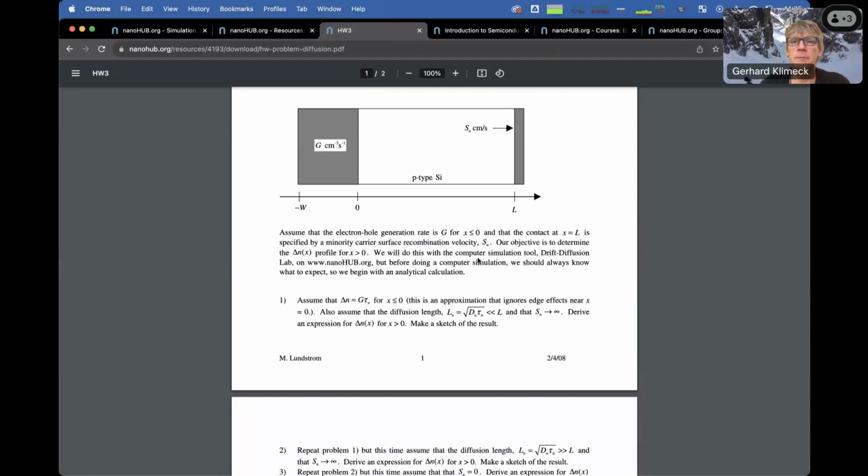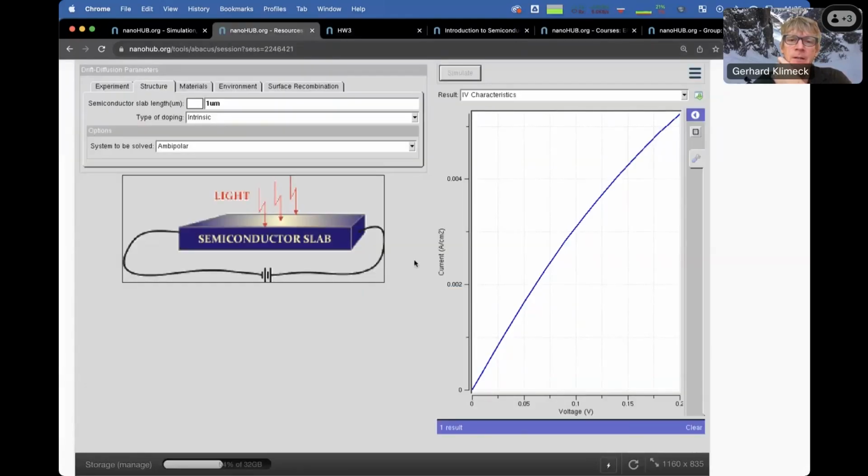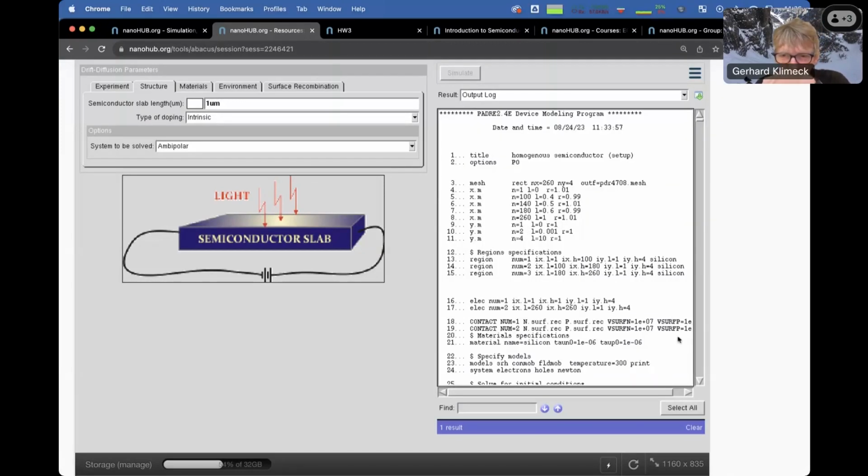In the meantime, someone asked, could one specify the light wavelength? I don't think so. It is just rates. The drift diffusion model is not a quantum model where you really have a quantum mechanical, energy-dependent wavelength type representation in this tool. I'm not even sure it can be done in Padre. It could be. Let me see what the input deck says, whether it talks about a wavelength or it only talks about an excitation strength.